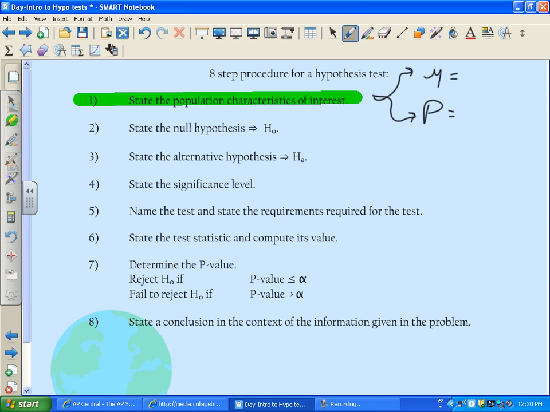It's an H sub O. It looks like this. H-O. Okay. And then we have H-A. Those are the next 2 steps. It's an H sub O. It's called the null hypothesis.